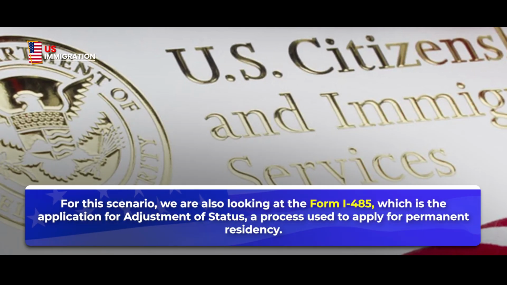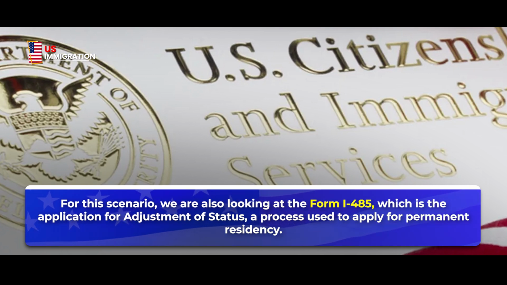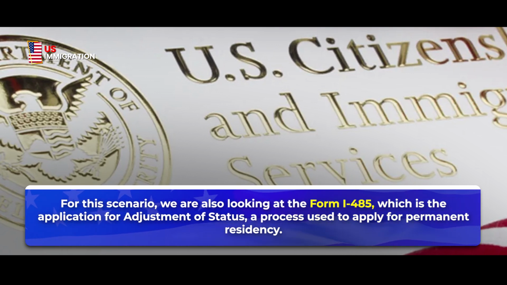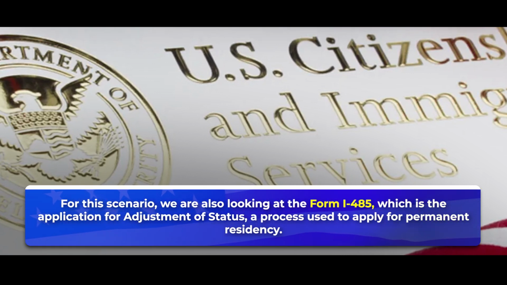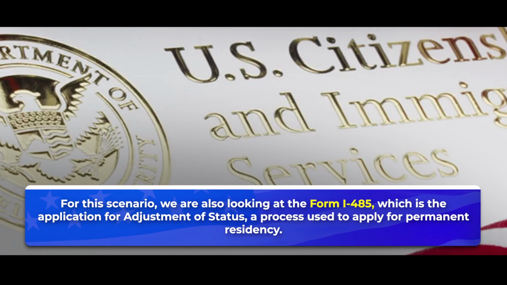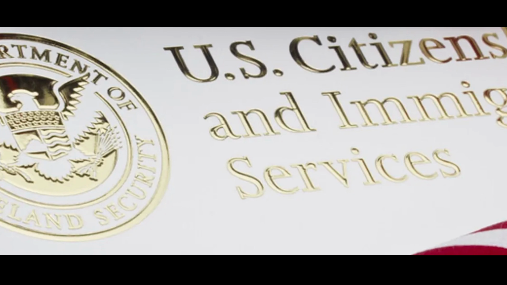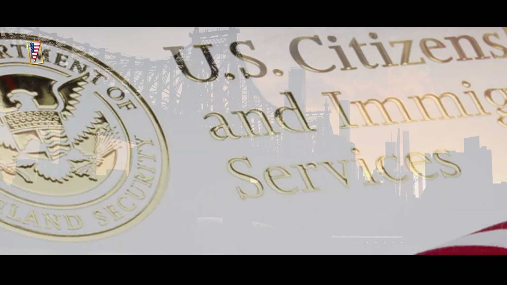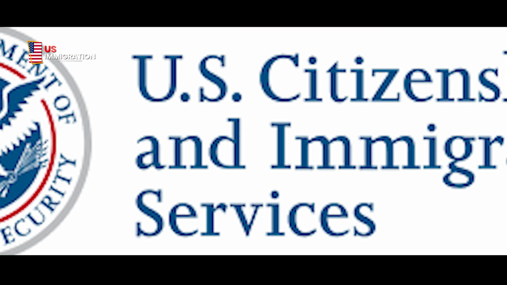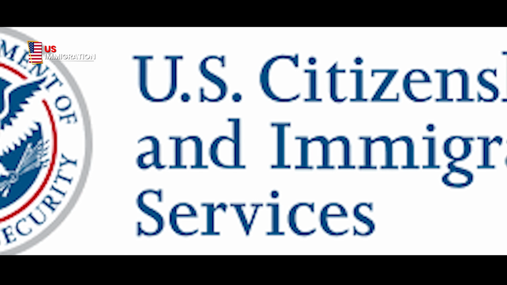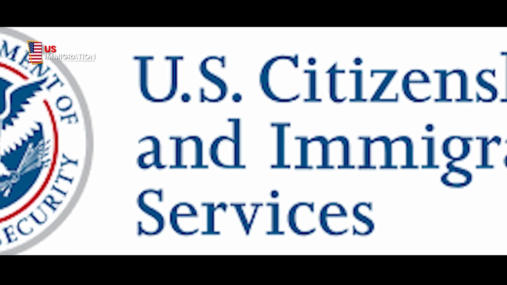For this scenario, we are also looking at the form I-485, which is the application for adjustment of status, a process used to apply for permanent residency. The work authorization category associated with this form is C9, which is a basic work authorization category for individuals filing for AOS. Identifying the right form and category is critical when checking processing times.